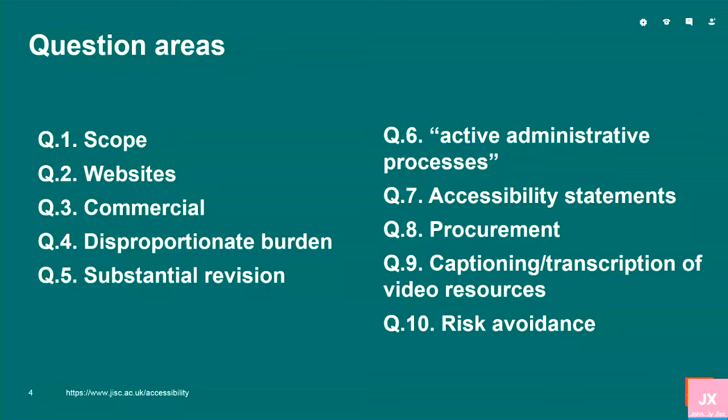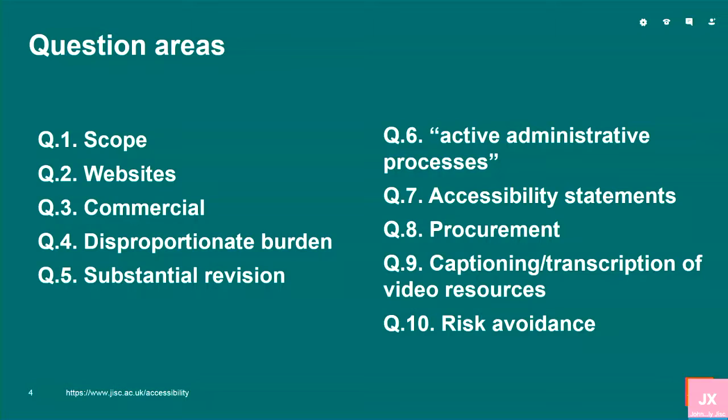Question 3 is about commercial activities. Many universities have commercial activities, car parking, cafes, business support, other stuff that don't necessarily count as public sector activities. And so are the digital services of these entities covered by the regulations? Is a consumer of these services able to use the regulations to require that the website delivery of these entities meet accessibility standards? Again, that's one area we'd like to clarify as well.